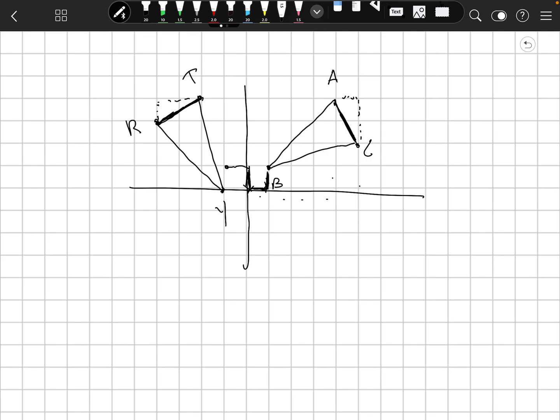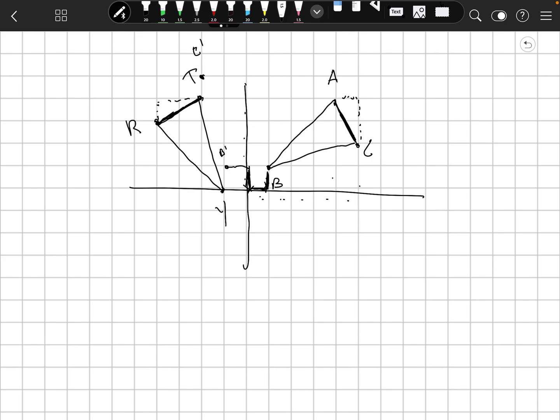We're going over 1, 2, 3, 4, 5, and up 2. Let's go up 1, 2, 3, 4, 5, and back 2. So there's like my new C. I'll call that C prime. Okay. This was my new B. I'll call it B prime.